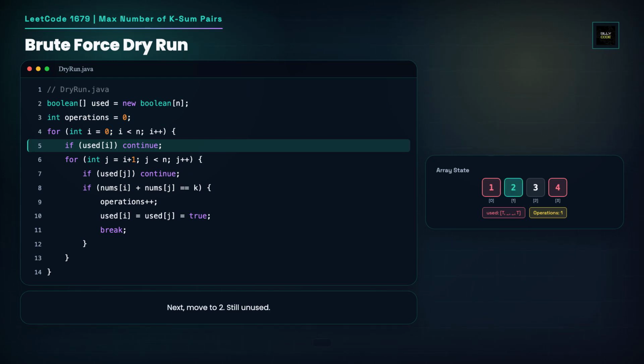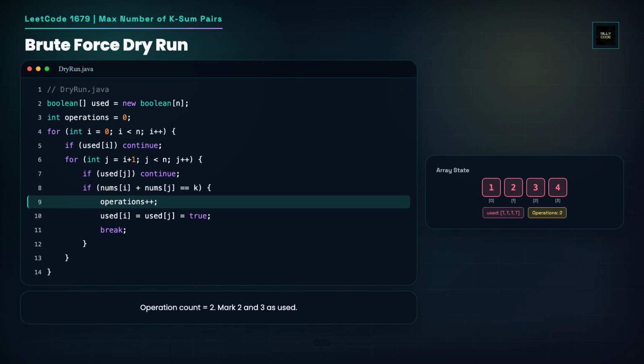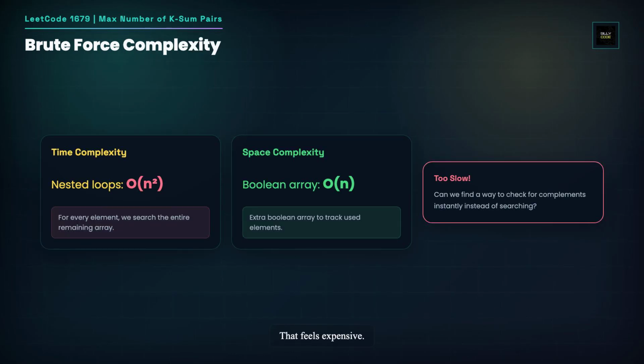Next we move to 2. It's still unused. So we search again. Does 2 plus 3 equal 5? Yes, that's another valid pair. The operation count becomes 2. Now 2 and 3 are also marked as used. At this point, every element has already been used. So the algorithm finishes. The answer is 2. The solution works perfectly. But while doing this, did you notice something? For every number, we searched almost the entire remaining array just to find one matching value. That feels expensive. Maybe there's a faster way.